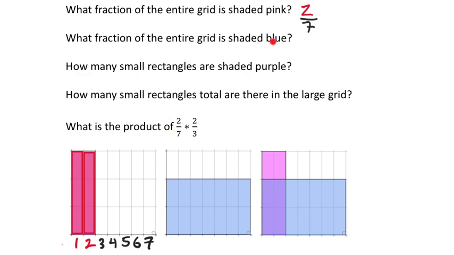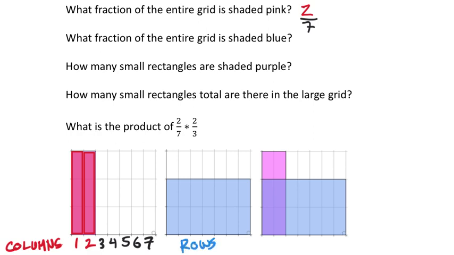What fraction of the entire grid is shaded blue? Well, here's our blue shape right there. This one is going to be in rows, so the pink bars, again, we said those were bars. Really, you're welcome to call those probably columns, maybe a little bit more technical. But then we have the rows of blue bars.